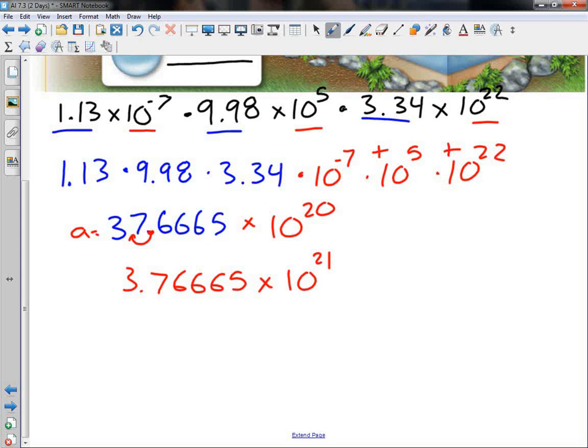So this number, which is very large, is how many molecules of water are in that one droplet, which is a lot. That's a huge number, right? And that's how many molecules in one droplet. Just imagine if we did the whole cubic meter.